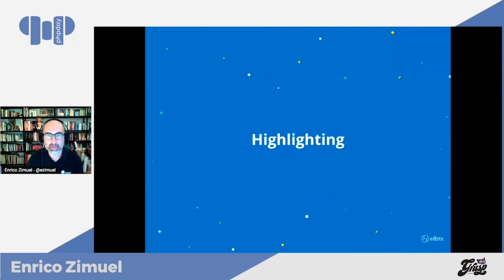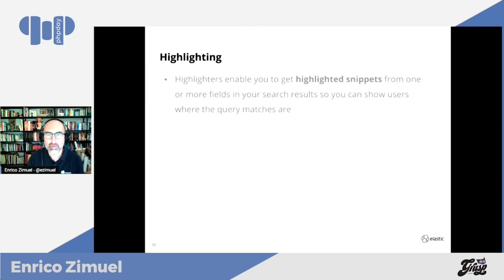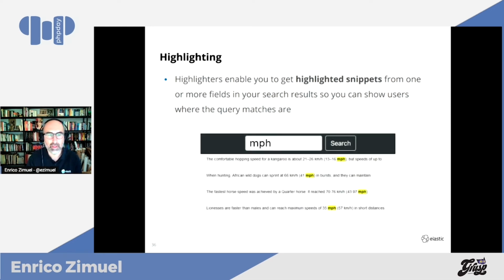Another cool feature of Elasticsearch is highlighting. So imagine that you want to search for some term and you want to give back to the user the document highlighting the term that the user found. So it's a very familiar feature in many search engines.